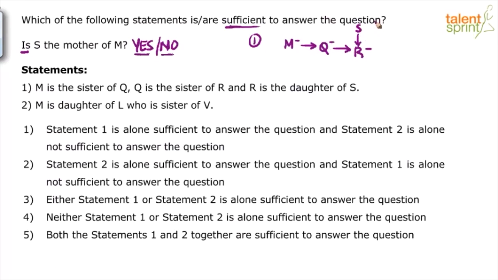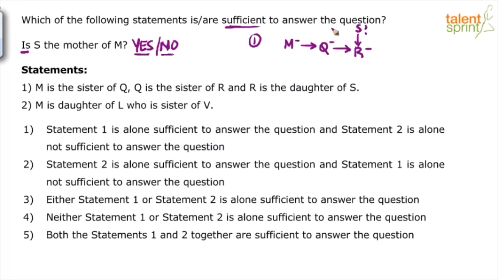Now the question here is, is S the father or mother? See, R is the daughter of S, which means M is also the daughter of S. All three of them belong to the same parent. But then M is the daughter of S. Is S the mother of M? Not clear. It depends on the gender of S, right? The gender of S is not known to us. S can be male or female, both are possible. So from statement 1, we are not able to answer this question.